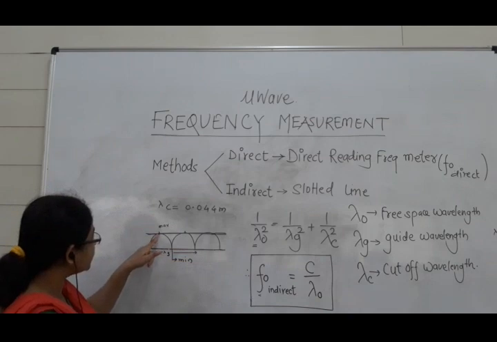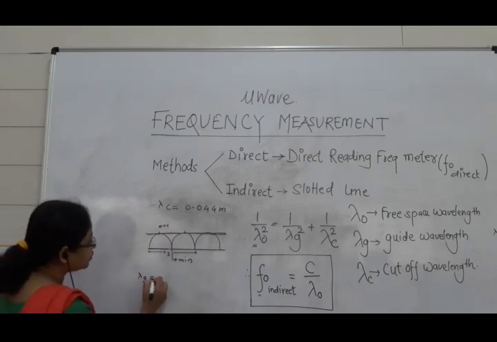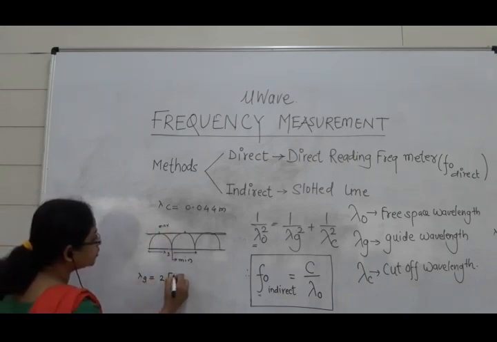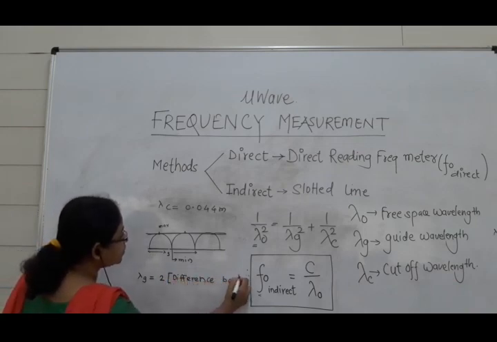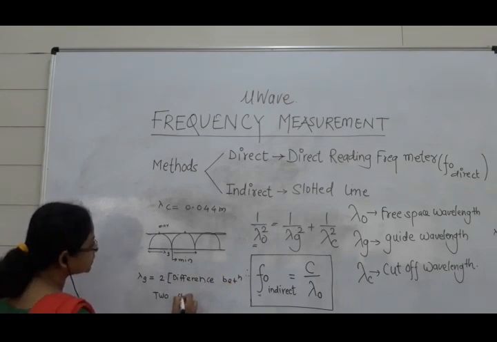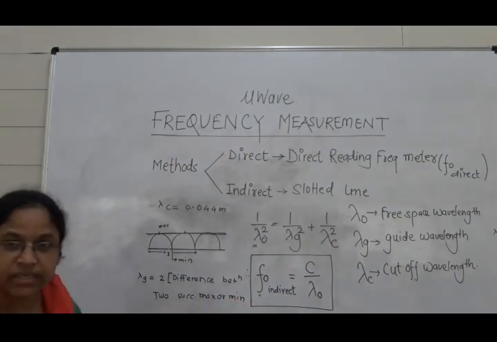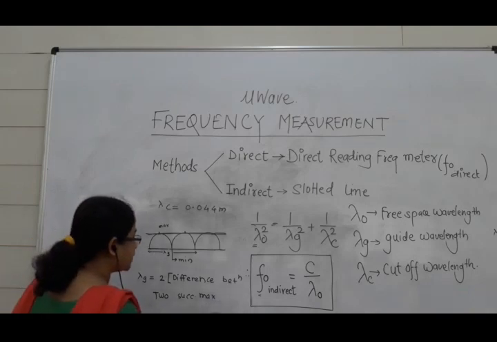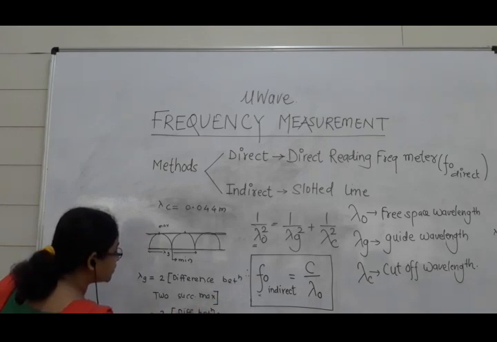If I understand the difference between two successive maxima or minima, you can write that the difference between two successive maxima will be the lambda g. Otherwise, it will be 2 into the difference between two successive minima.